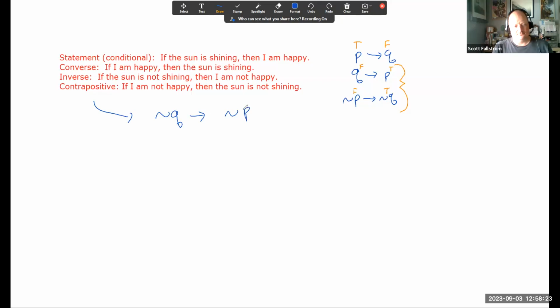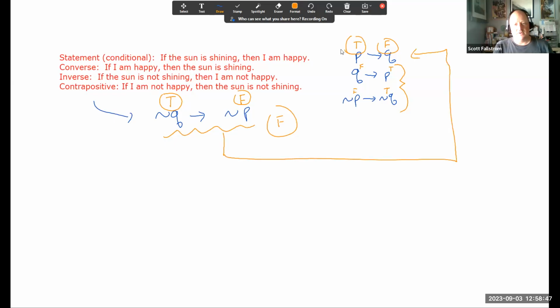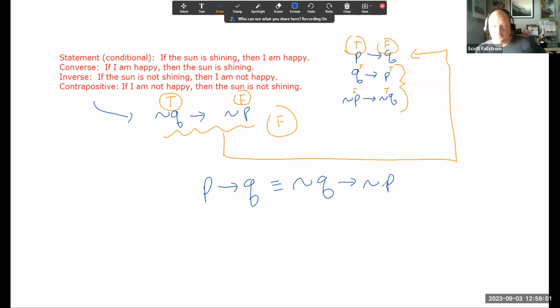sun is not shining. Looking back and say, okay, if P is true and Q is false, that's how I make the original false. Coming over here, if Q was false, then not Q would be true. If P was true, then not P would be false. And notice I've met the condition, I've failed the conclusion. This one is false, which means this last one is equivalent to the top one. And so the original statement, P then Q, is equivalent to the negation of Q implies the negation of P.